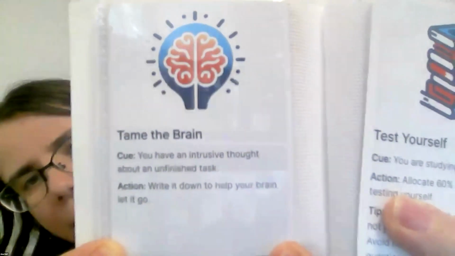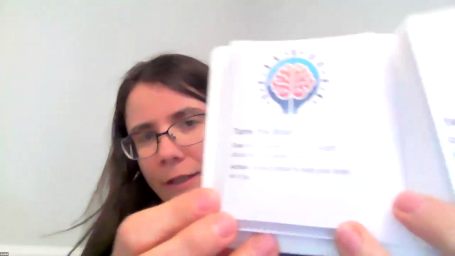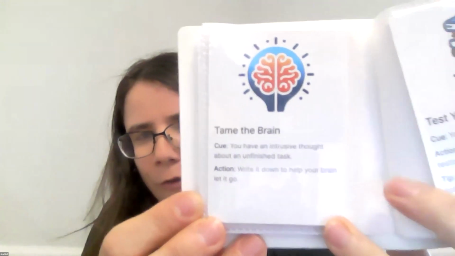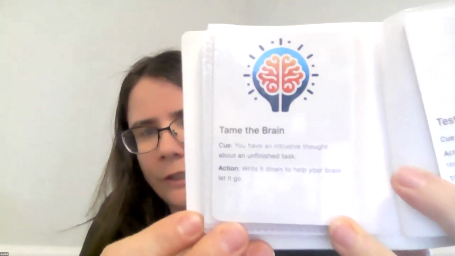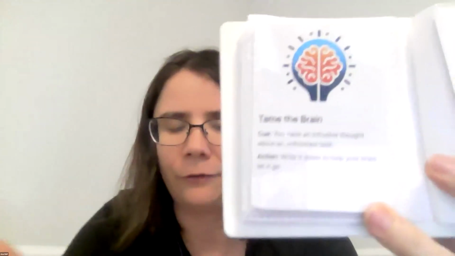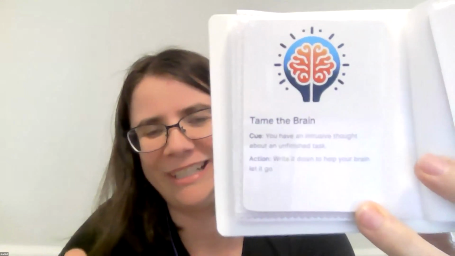So this one's called Tame the Brain. And the specific cue is you have an intrusive thought about an unfinished task. We all have those right before we go to bed. And the action is write it down to help your brain let it go, right? So at first, students might flip through some of these cues and actions to remember what the action should be for a particular cue. But the hope is that, once they've done these enough, it just becomes a habit.